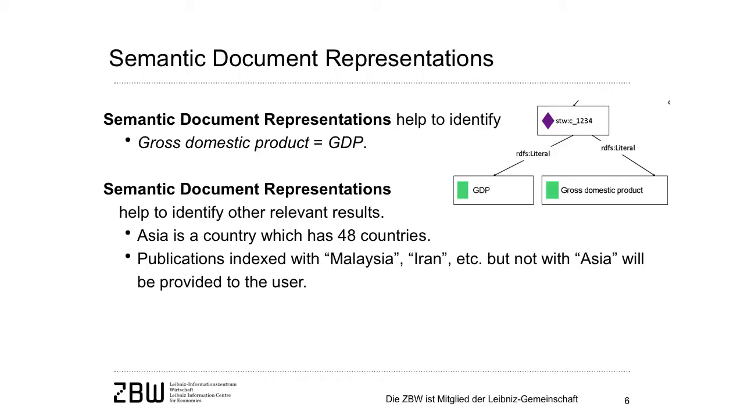The advantages are obvious. In these graphs, we could model that GDP is semantically the same as gross domestic product. Why can we do that? Because ZBW is maintaining a thesaurus in economics, and that thesaurus is also represented in SKOS and also in the linked open data cloud.